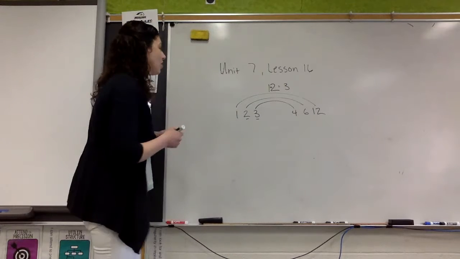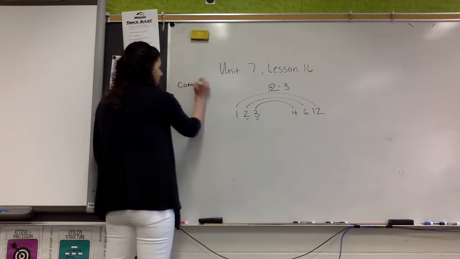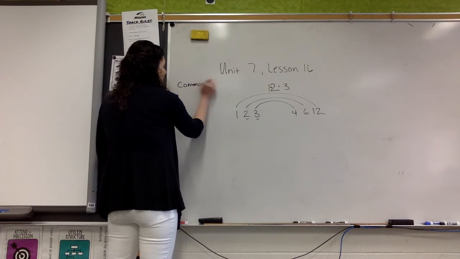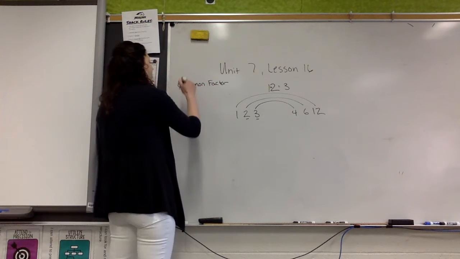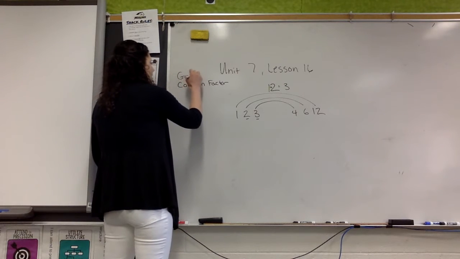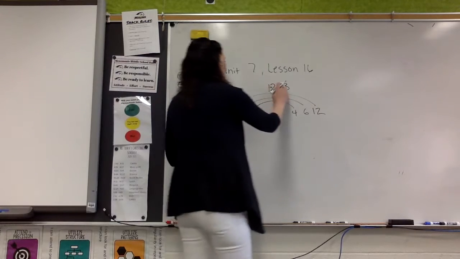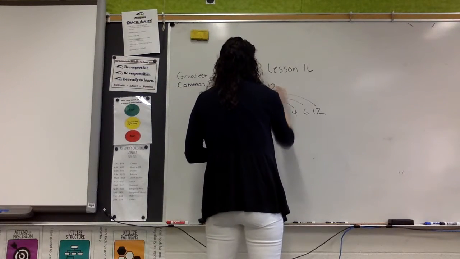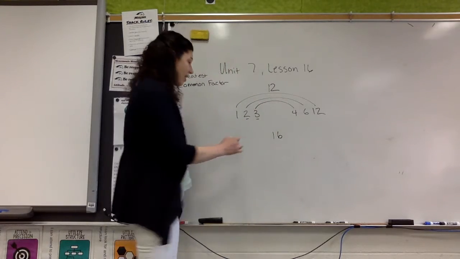So the other thing we talked about in our lesson today is the greatest common factor, right? When we hear the word common, we know it's something they have in common, something they share, and greatest would mean the factor with the largest value. So if I keep 12 as my number, and then let's say I'm going to do 16. So I now have to go through again.